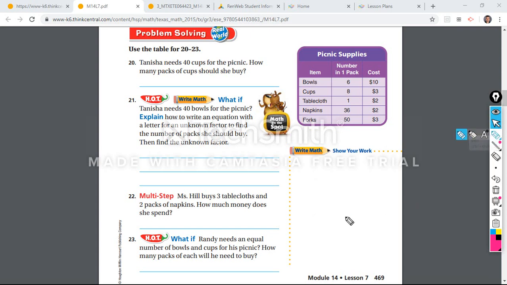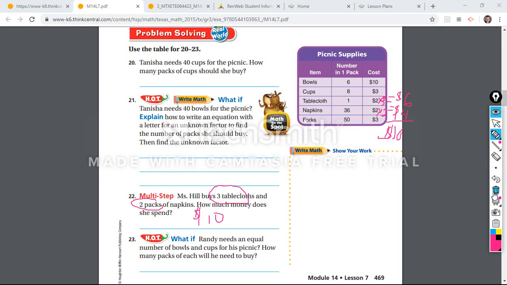The next one, Miss Hill buys 3 tablecloths and 2 packs of napkins. Okay. How much money does she spend? All right, well, three tablecloths. Where are my tablecloths? Times 3. What's my unknown number? That's 6. And 2 packs of napkins. Where are my napkins? 2 packs. Each one costs $2. She needs 2, so 2 times 2 is 4. If I add these two together, I get what? It's going to cost her $10. $10. See what I did? I just used that table here to answer that.